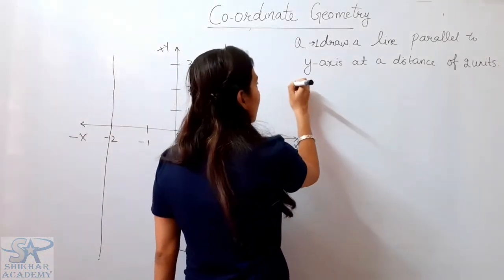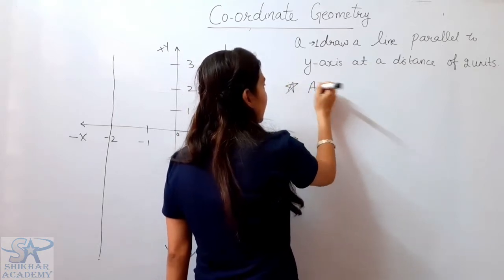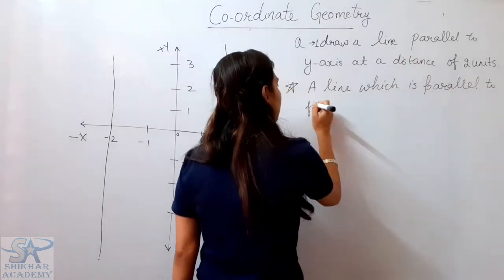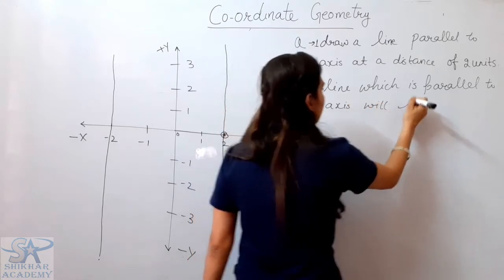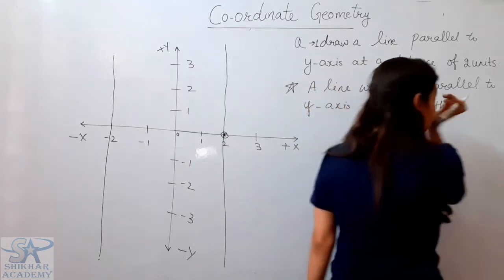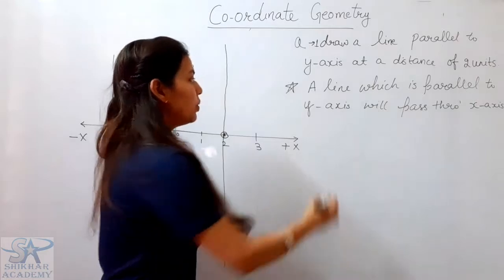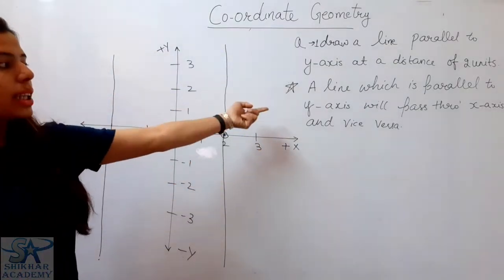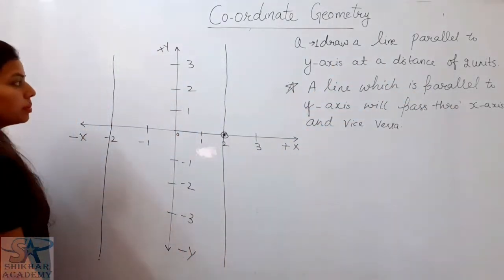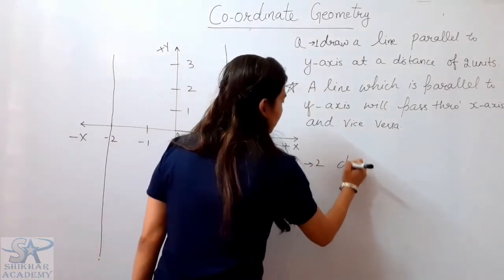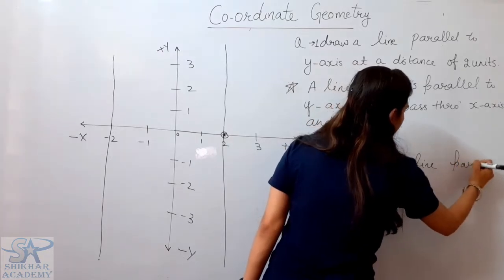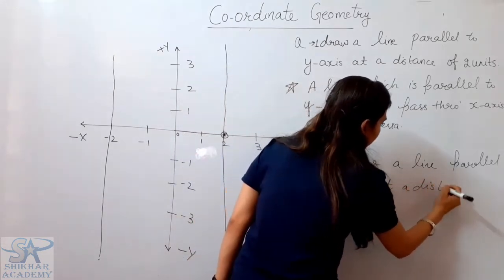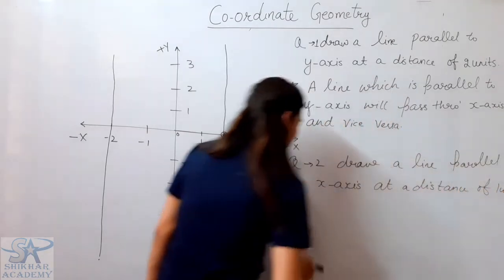So conclusion we may draw from here, a line which is parallel to y-axis will pass through x-axis and vice versa. Means the line which is parallel to x-axis will pass through y-axis. Right? So if I say you draw a line parallel to x-axis at a distance of 1 unit in positive direction.